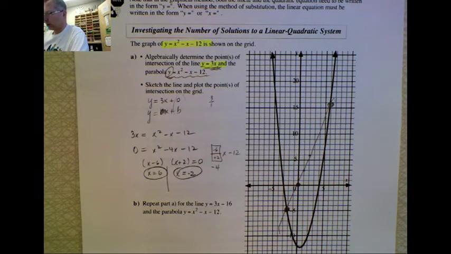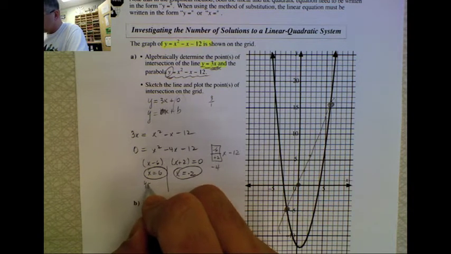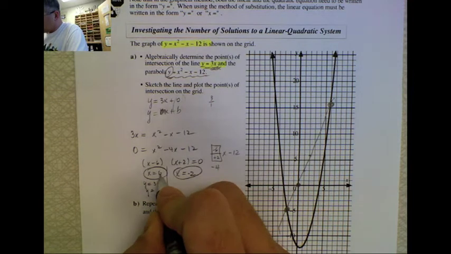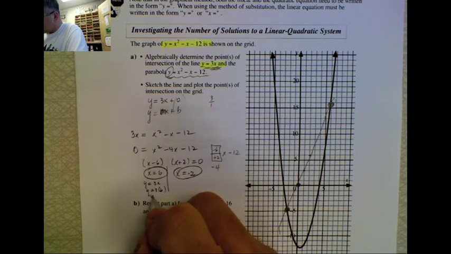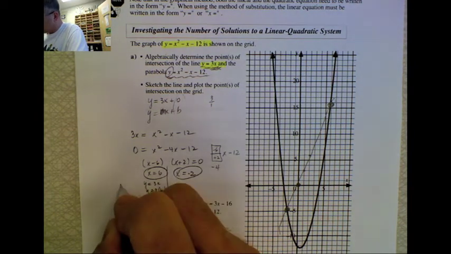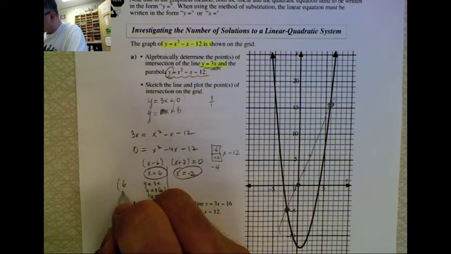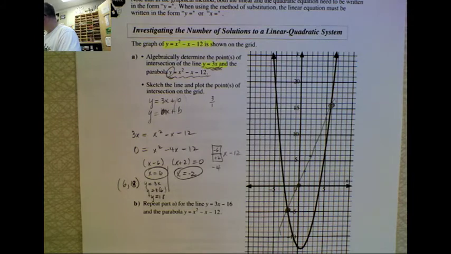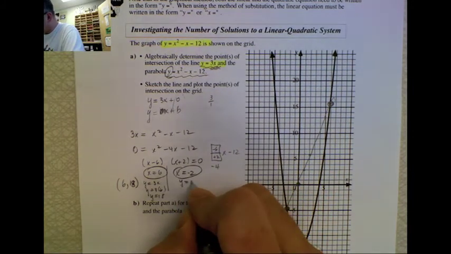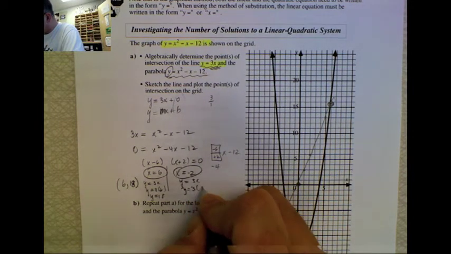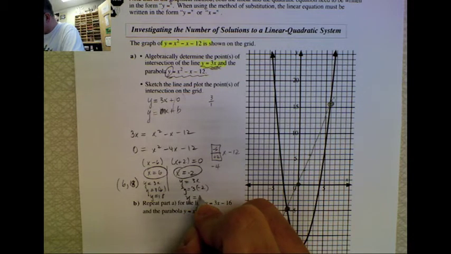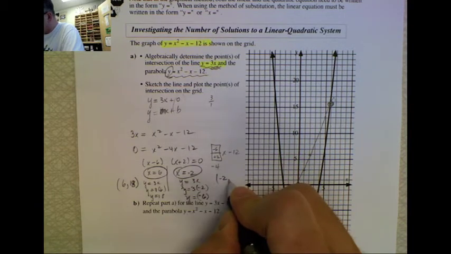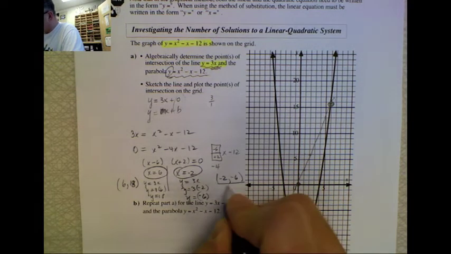I need to find my y coordinates for these points. So I'm going to use y equals 3x, and I'm going to replace x with 6. So I get y to be 18. So one of my points has an x value of 6 and a y value of 18. Second case, y equals 3x. I'm going to replace x with negative 2, and I'm going to get y to be negative 6. So our second point of intersection has an x value of negative 2 and a y value of negative 6.